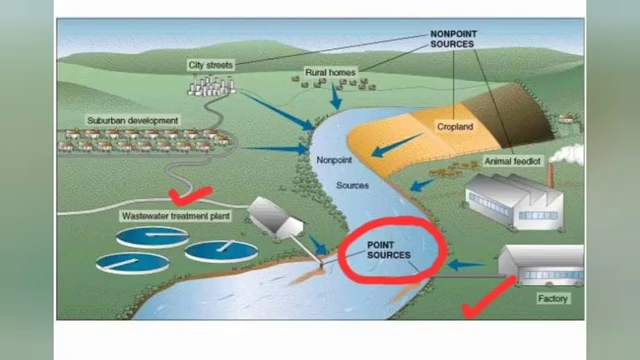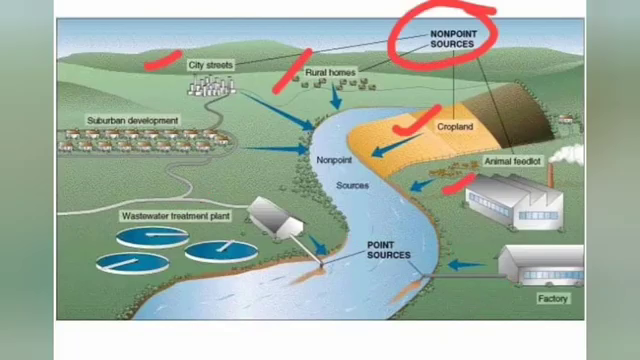Now what are non-point sources? See, this city streets, rural homes, cropland, these all are examples of non-point sources. Because here we cannot identify the location that where the pollutants come from. Means they don't have any single location. Okay, means the point from where the pollutants come into the water cannot be identified in case of non-point sources. So it means the sources whose location cannot be identified are called non-point sources. So this is the main difference between point source and non-point sources.